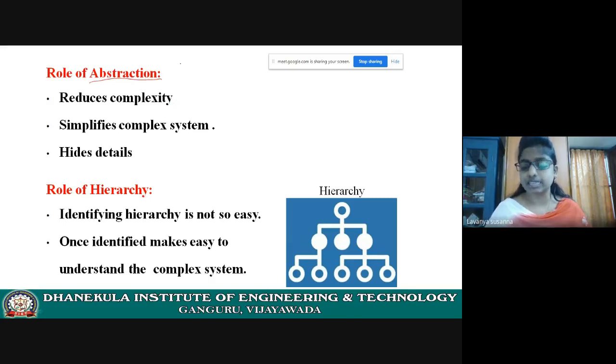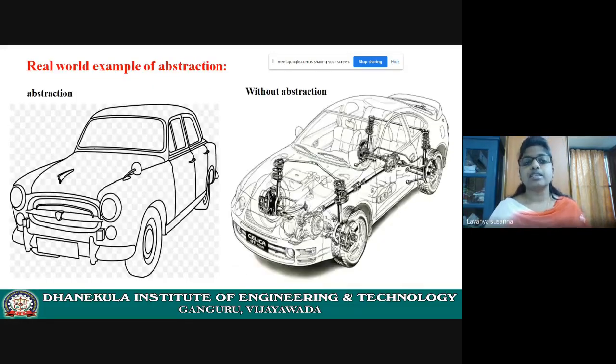Let us see some real world examples of abstraction so that you will understand the concept. See here, real world example. Abstraction means, as I have already discussed, showing only necessary details. That means the outer part. It will show only the outer part of the system. Without this abstraction, it will be very complex.